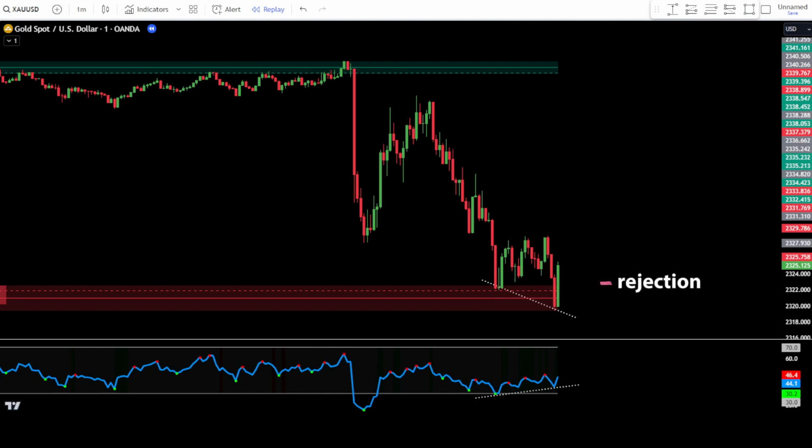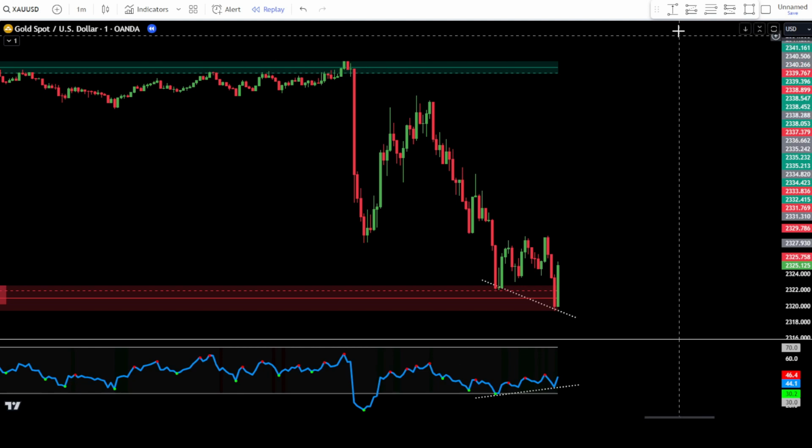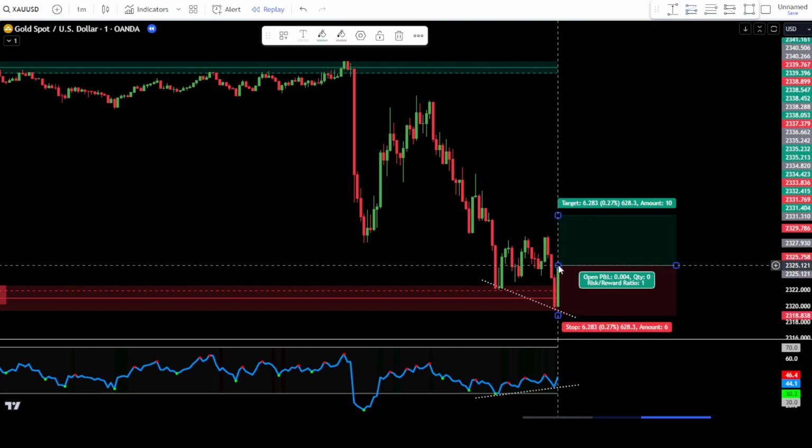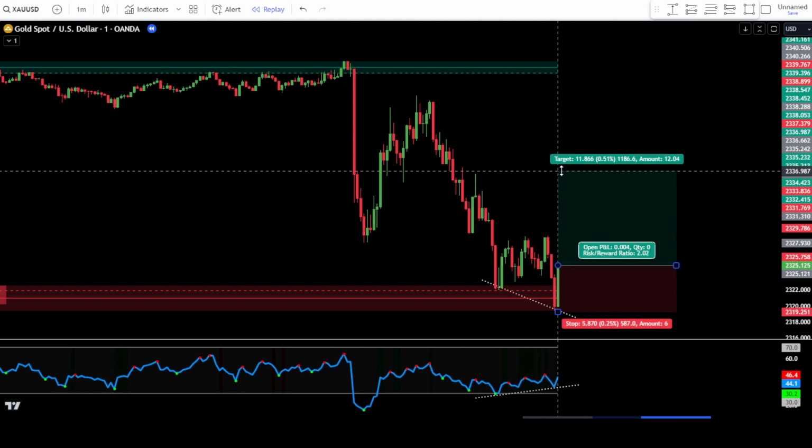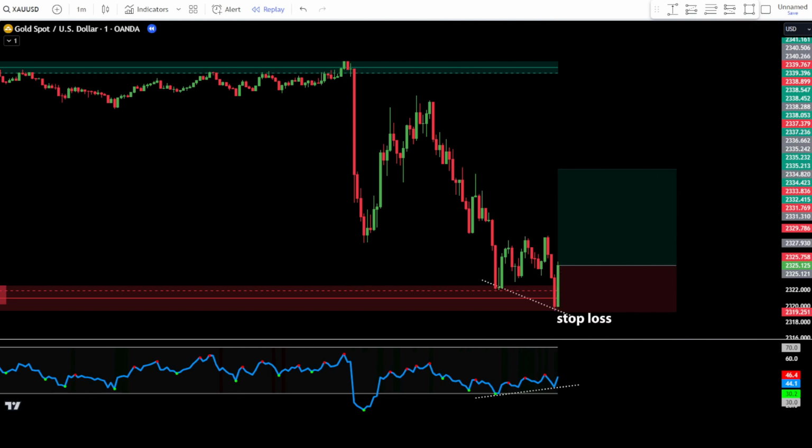3. Ensure there's a rejection of price at the demand area. 4. As confirmation, ensure the candlestick formed is bullish. 5. If all conditions are met, you can place the buy order after the bullish candlestick is closed. 6. Place a stop loss below the demand area. 7. Then, use a target take profit with a risk and reward ratio of 1:2.